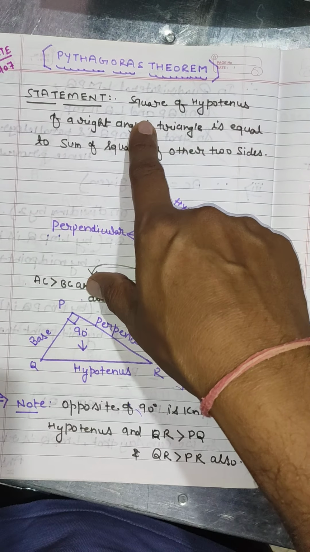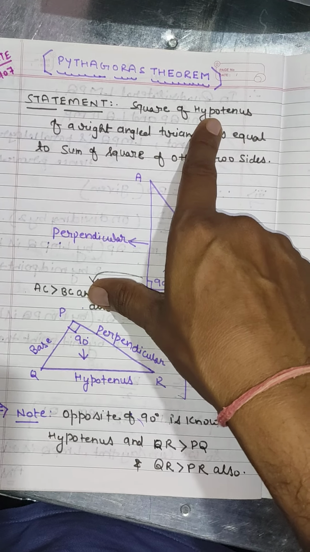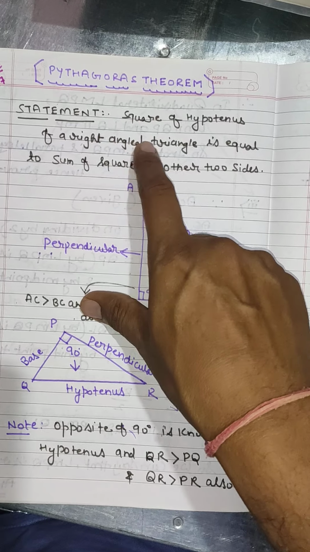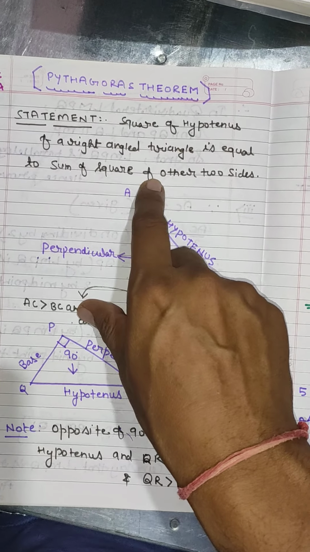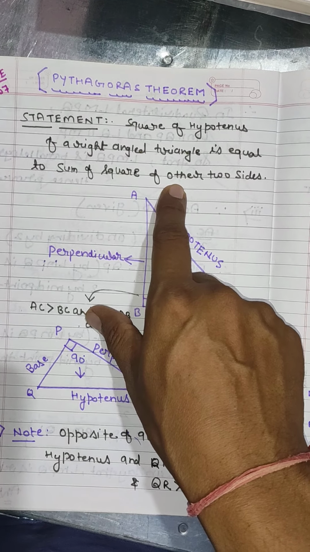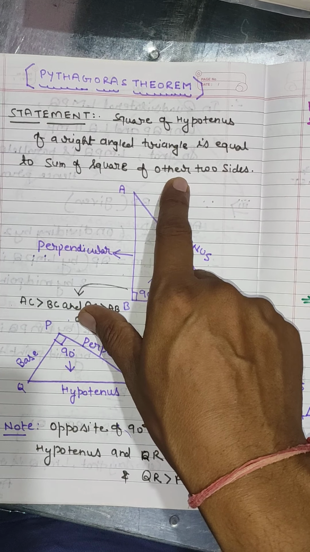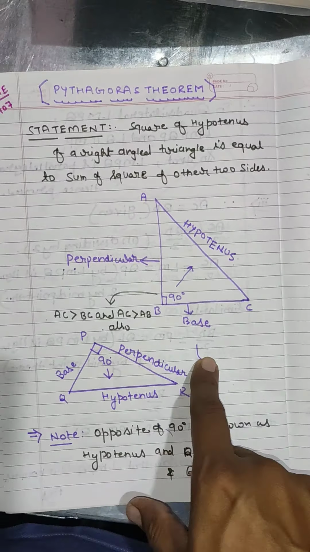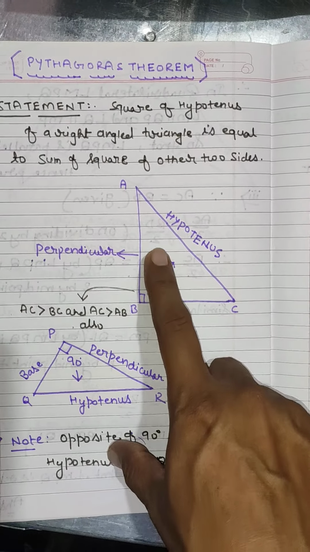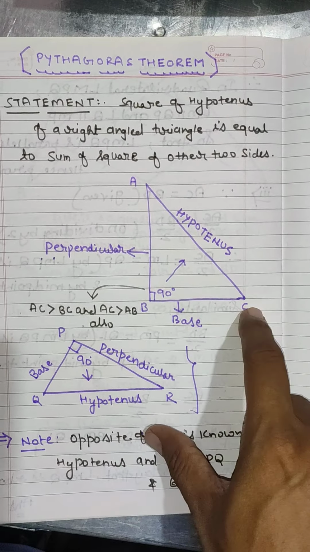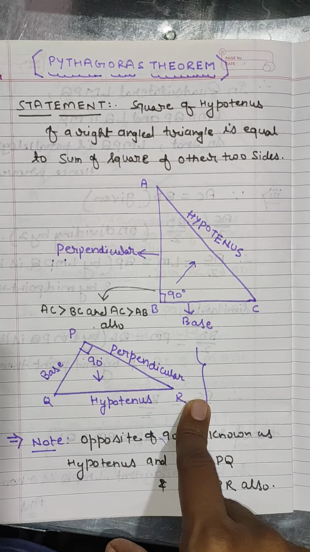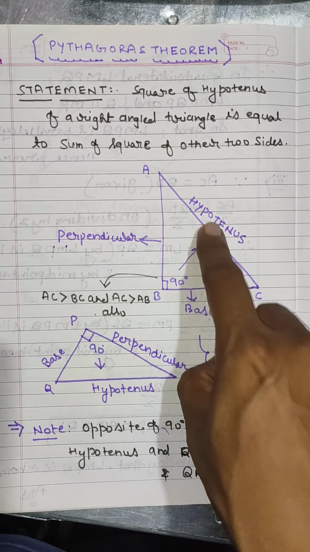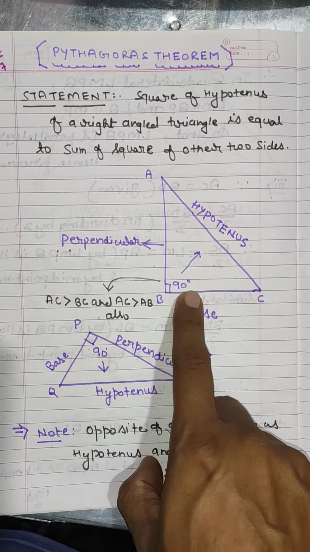I have written here the statement: square of the hypotenuse of a right angled triangle is equal to the sum of squares of the other two sides. You see the triangle. By the triangle you will understand better. You can see this triangle ABC. In this triangle ABC, at angle B there is an angle of 90 degrees.